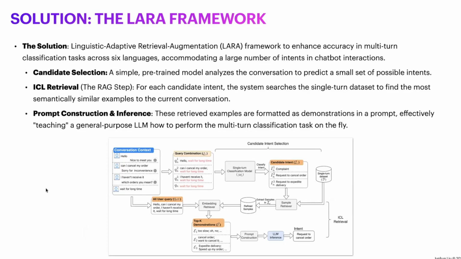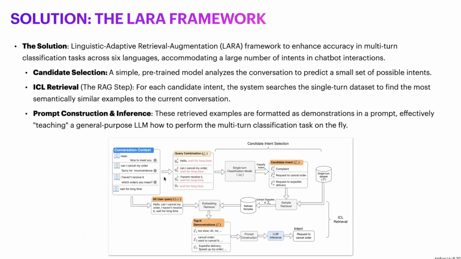There are three main stages. First, we do candidate selection, where we use a simple pre-trained model to analyze the conversation and predict a small set of possible intents. And then we perform in-context learning retrieval. That means we provide instructions or examples to retrieve the relevant demonstrations from the intent database. And then we perform prompt construction, which combines the original conversation and the demonstrations to generate the intent.